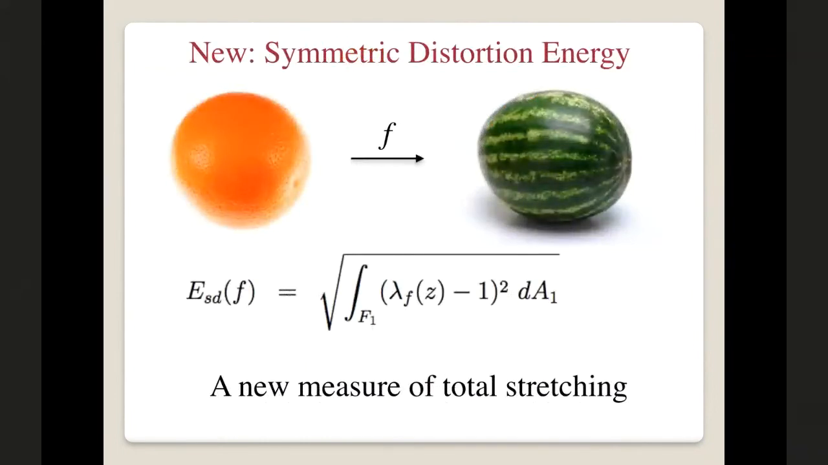Surprisingly, this has not been looked at before, because there's a very simple way of computing how far a conformal diffeomorphism is from an isometry, which is just to take the difference of lambda from 1, square it, and integrate over the surface. You take the square root afterwards, and you get a certain energy, which is a measure of this total stretching. It looks asymmetric because we picked one surface as the domain and the other surface as the target. But it turns out that this is symmetric. It doesn't matter which, you get the same answer if you interchange the two surfaces. And this gives an energy which measures the total stretching, the distance from an isometry.